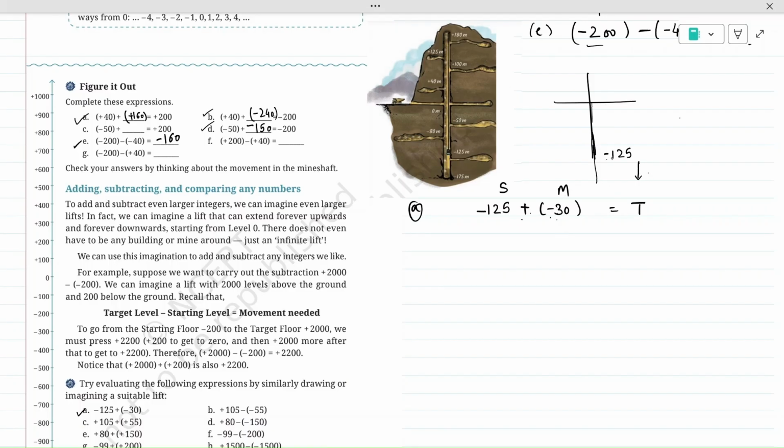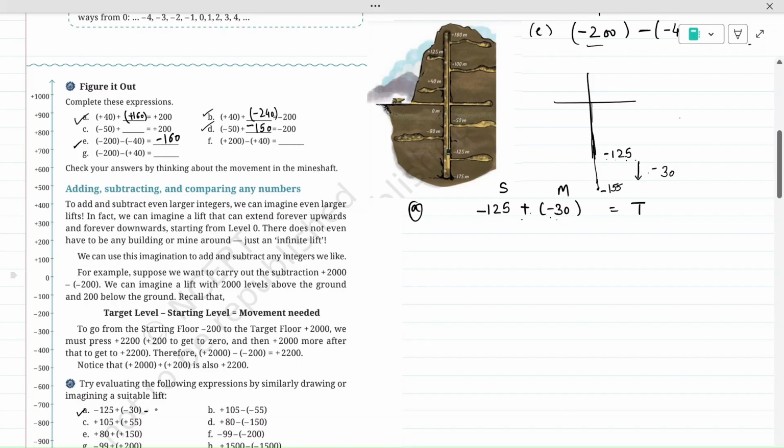So from minus 125, I am going minus 30 more. At what point am I going to reach? It will be the addition of these two. So 5 plus 0 is 5, 3 plus 2 is 5, and 1. And since it is down, this is minus 155.